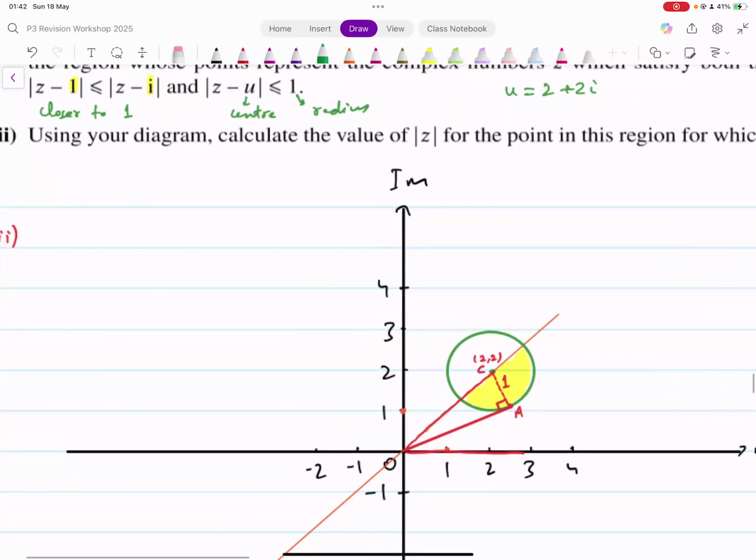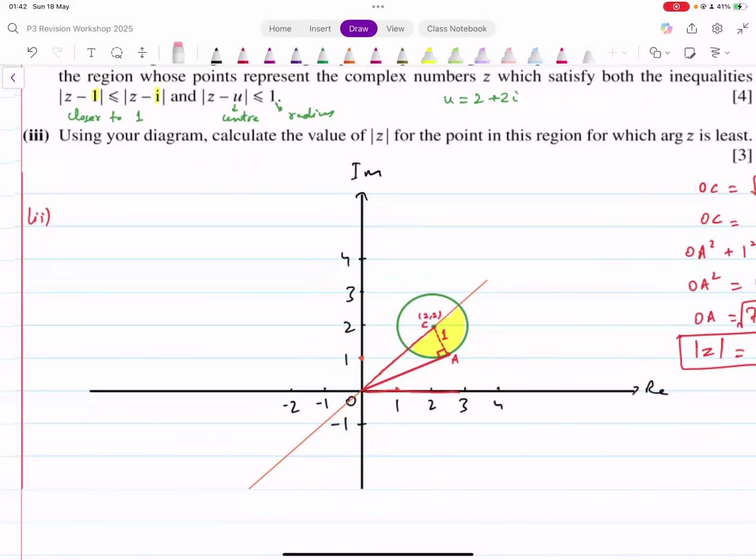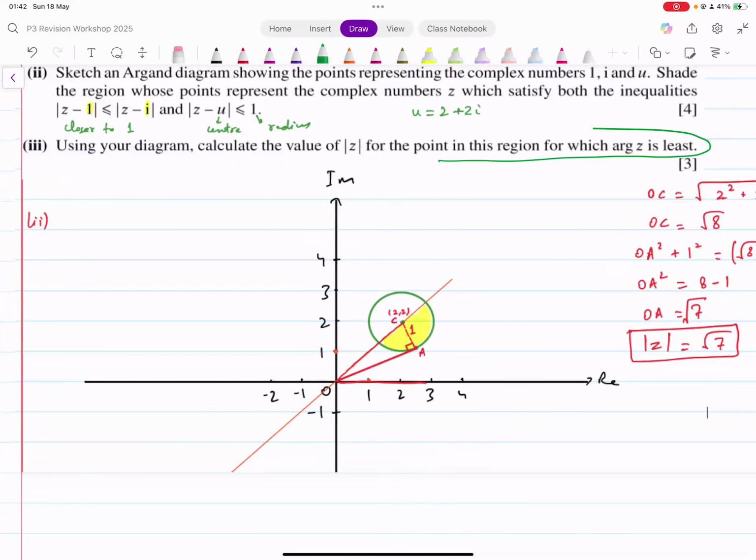So inside the circle towards the point 1, that gives you this semicircle. When you draw this accurately, you'll get this semicircle. That's what you shade there. And then they're saying use a diagram to calculate the value of modulus of z for the point in this region for which the argument of z is least. Now, what does that mean? We want to find out modulus of z for the point for which argument of z is least.